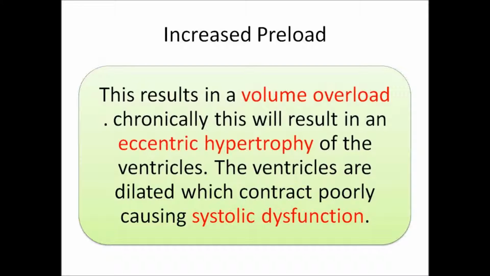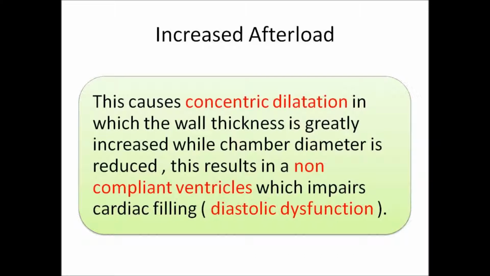In cases of increased preload, this results in a volume overload. More blood is reaching the heart, and chronically this results in eccentric hypertrophy. And eccentric hypertrophy is actually a compensatory mechanism by which the heart tries to compensate for this volume overload. In eccentric hypertrophy, new muscle cells are added next to each other. This will result in dilated ventricles. The wall thickness remains the same, but the diameter of the cardiac chamber gets enlarged, and this dilated heart will contract poorly, and this results in systolic dysfunction. We will come to the discussion of systolic and diastolic dysfunction a little bit later.